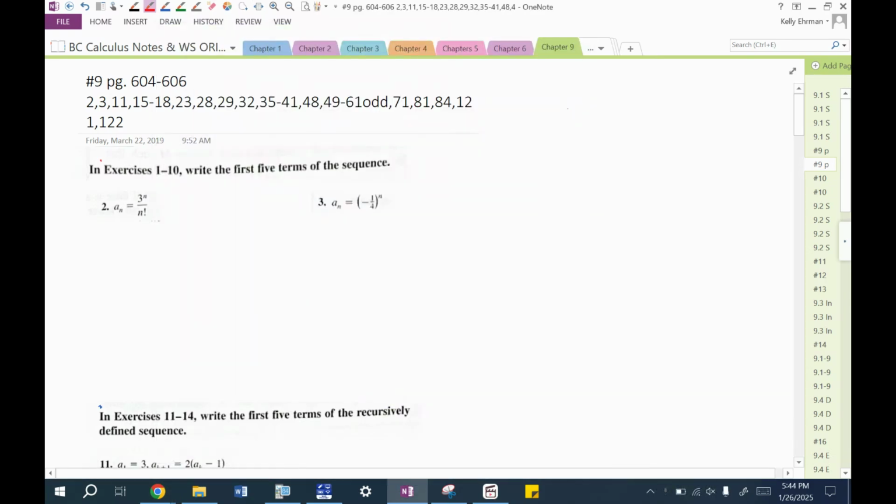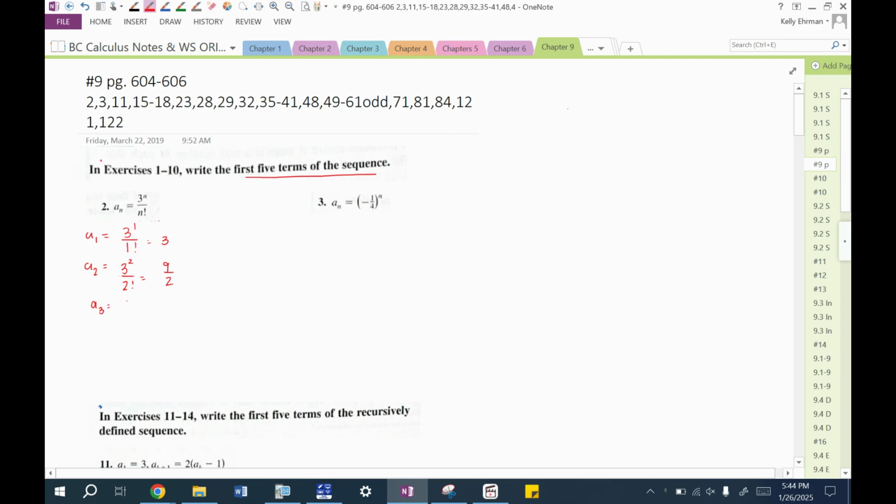All right, for homework number 9, the first problem says write the first 5 terms of the sequence. So they give us a formula here. So a sub 1 is equal to 3 to the first over 1 factorial. So that's just 3. And a sub 2 is equal to 3 squared over 2 factorial. So that's 9 over 2.